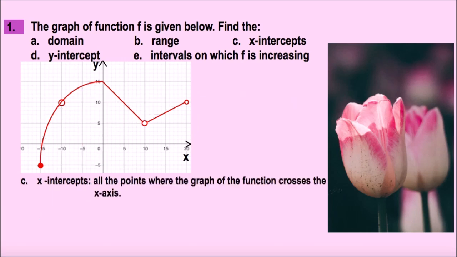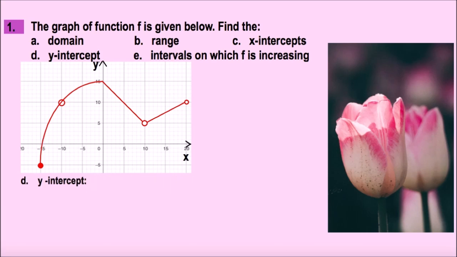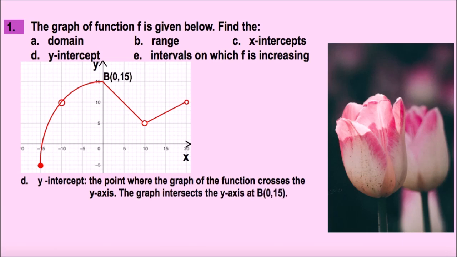C. X-intercepts: all the points where the graph of the function crosses the x-axis. The graph intersects the x-axis at A, the point of coordinates (-14.8, 0). D. Y-intercept: the point where the graph of the function crosses the y-axis. The graph intersects the y-axis at point B of coordinates (0, 15).